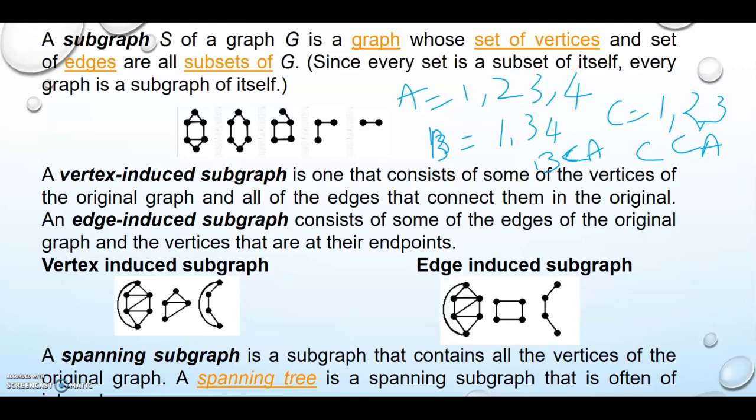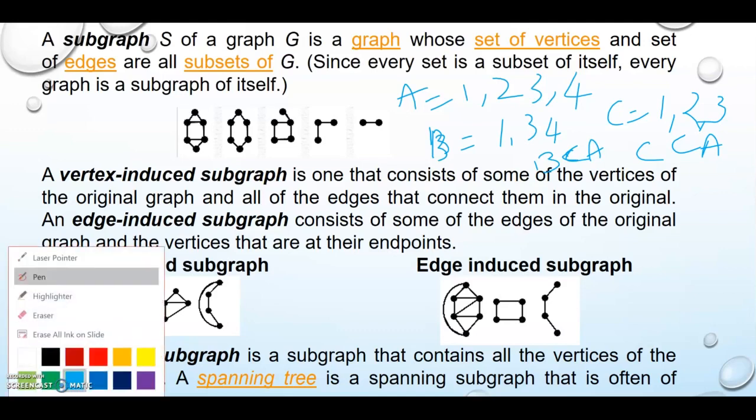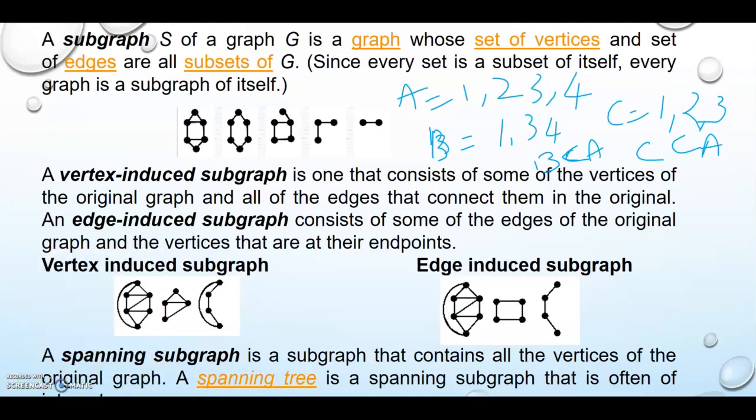I am relating this now with your algebra. A subgraph S of a graph G is a graph whose sets of vertices and sets of edges are all subsets of G. Since every set is a subset of itself, every graph is a subgraph of itself. See the example here. In this example, two lines have been removed from the original first graph.